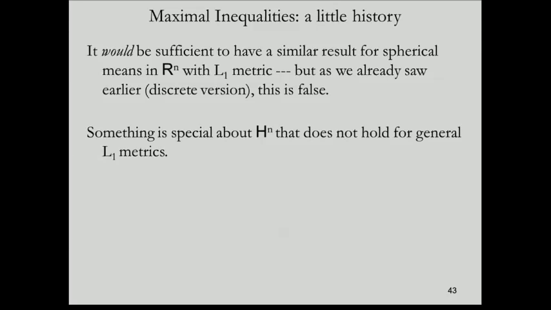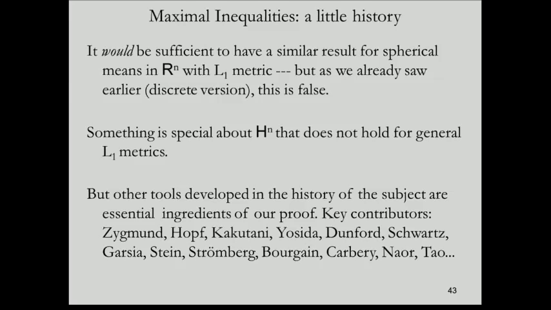And again, let me stress this again, it would be enough if we had the result for spherical means in L1, but this is what we can get, as the example of Z2, this grid with the diagonals, showed. So this is also something we can use. And something is special about the hypercube. To be honest, I'm not entirely sure what that is. It has to do with its spectrum, but I can't really say. And these are a lot of people that worked on maximal inequalities and contributed to that.